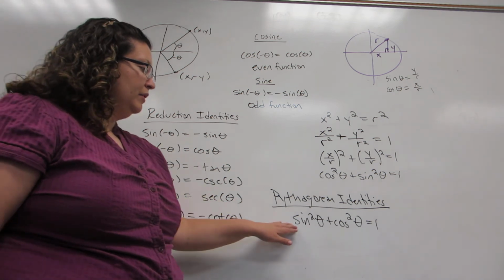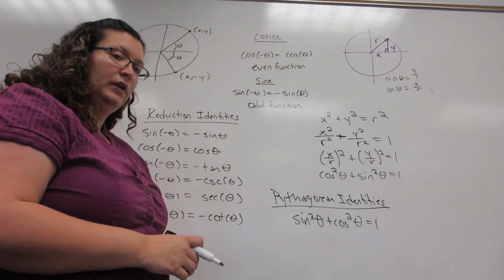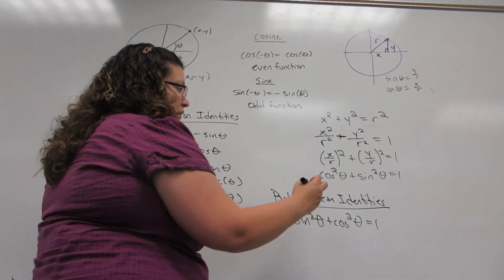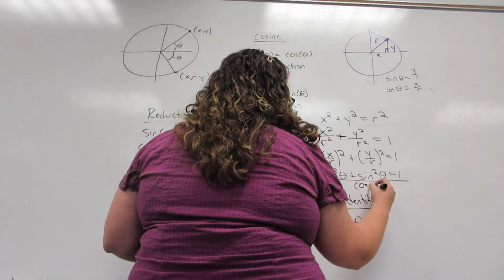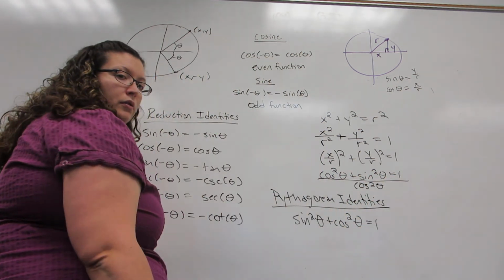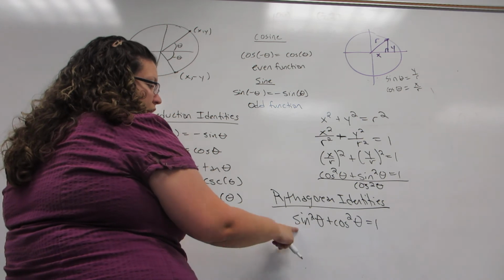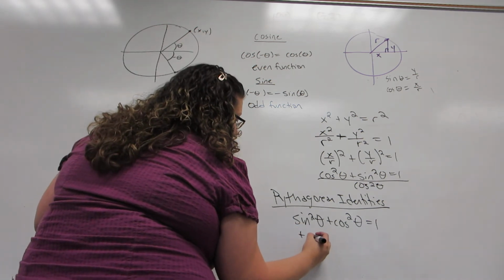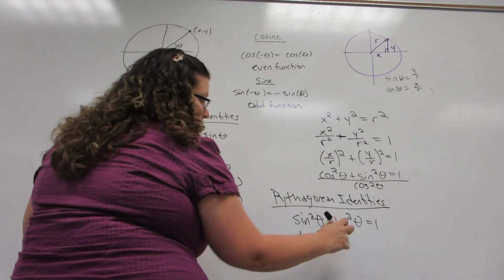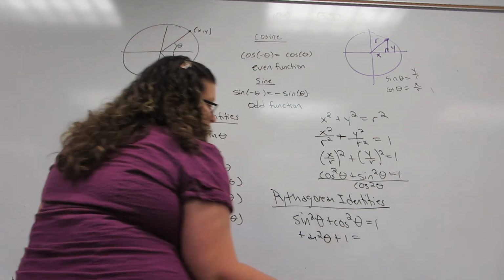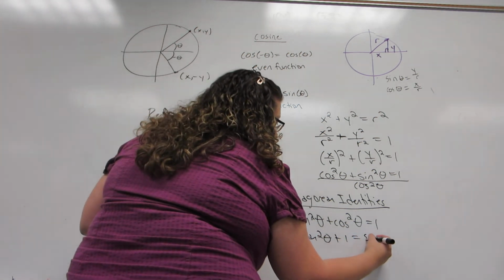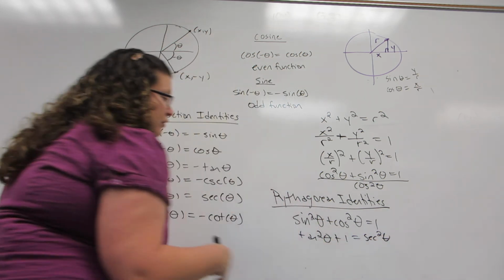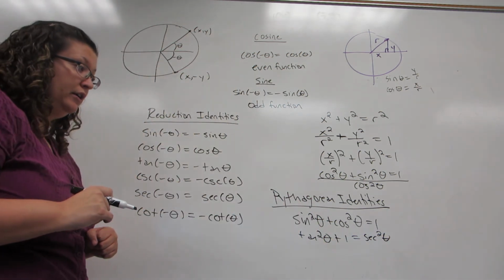Now, what can happen is if you take this and you divide the entire thing through by cosine squared, well, sine squared divided by cosine squared is tangent squared. Cosine squared divided by cosine squared is 1, and 1 divided by cosine squared is secant squared. So I get my second Pythagorean identity.